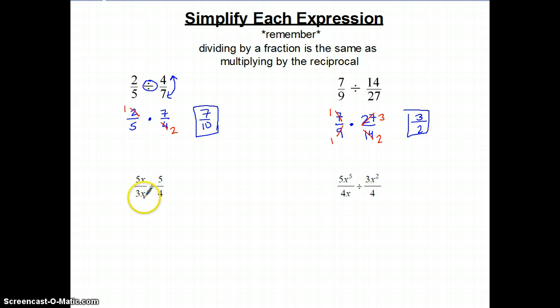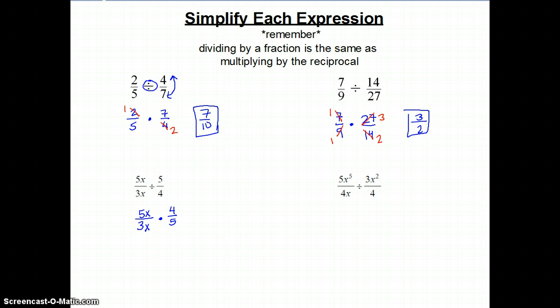On the bottom left, now there are some variables in my first fraction, but this does not change the process. Since I am dividing by a fraction, I will again multiply by the reciprocal. So my 5x over 3x stays, but my division changes to multiplication, and my second fraction reciprocates, or becomes 4 over 5 instead of 5 over 4.